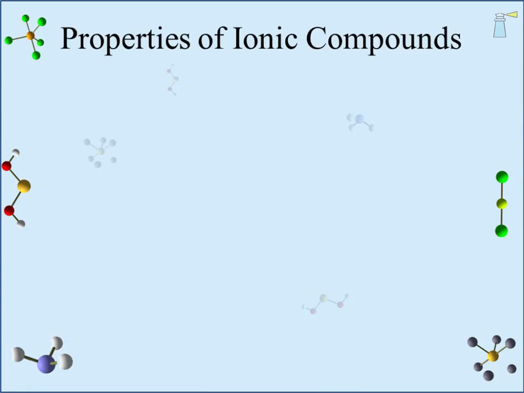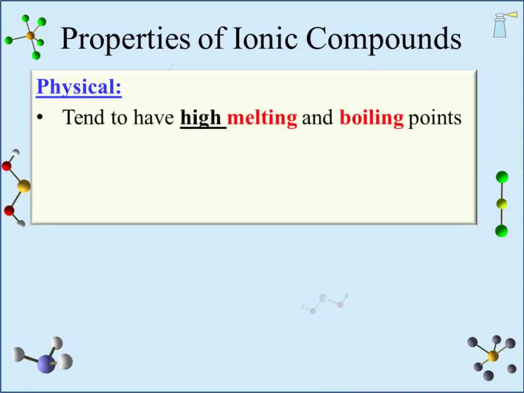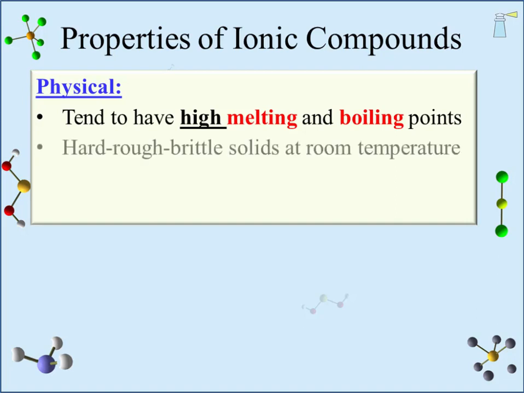On to properties of ionic compounds. First to the physical properties. Ionic compounds tend to have high melting and boiling points. Sodium chloride liquefies at about 800 degrees Celsius. Water, in contrast, liquefies at 0 degrees Celsius. Most ionic compounds are hard and rough and brittle solids at room temperature. They often form crystals. Sodium chloride forms tiny cubes.